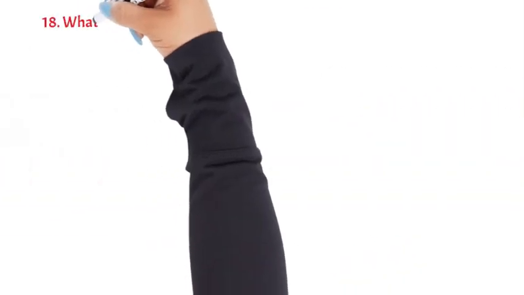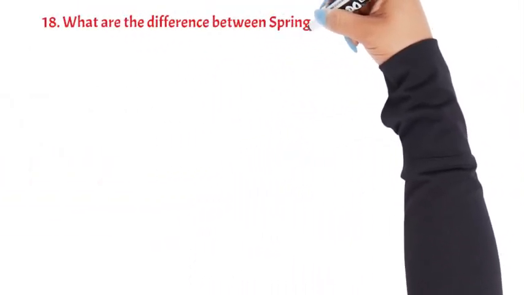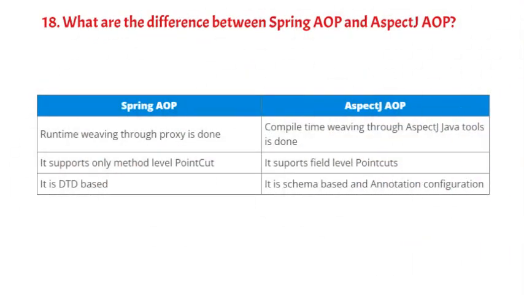18. What are the differences between Spring AOP and AspectJ AOP? Spring AOP: runtime weaving through proxy is done. AspectJ: compile time weaving through AspectJ Java tools is done. Spring AOP supports only method level pointcut. AspectJ supports field level pointcuts. Spring AOP is DTD based. AspectJ is schema based and annotation configuration.